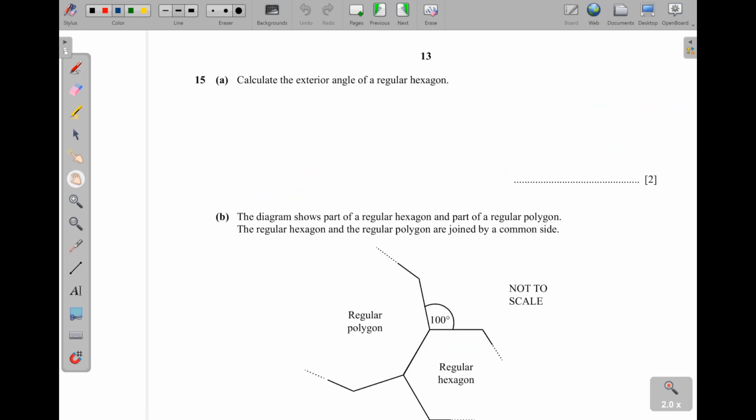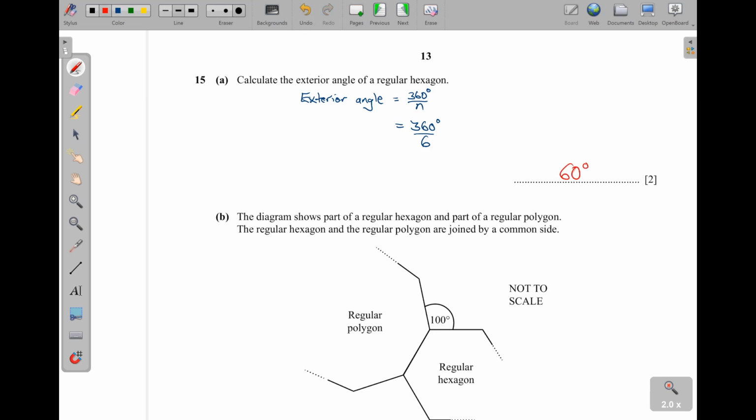All right. Number 15, part A, calculate the exterior angle of a regular hexagon. Now a hexagon has 6 sides. The exterior angle of any polygon is equivalent to 360 degrees divided by n. So this one is now going to be 360 degrees divided by 6, and 6 goes into 36, 6 times, so we shall have 60 degrees here.